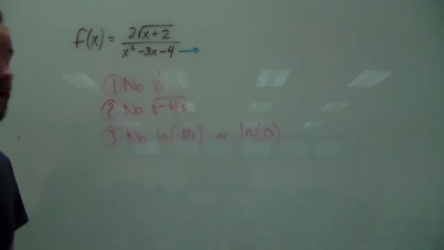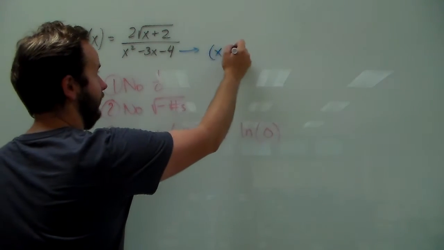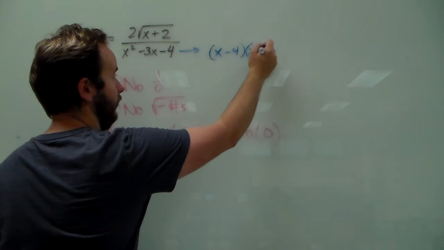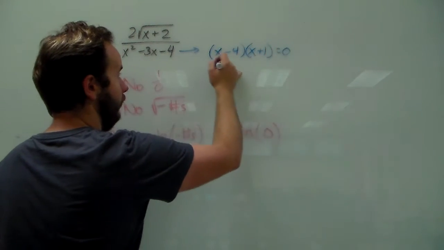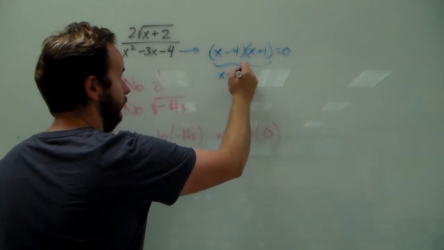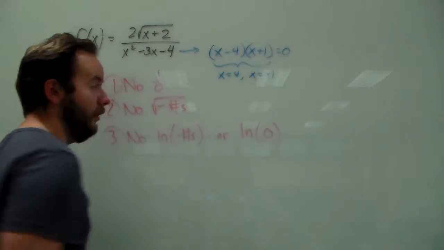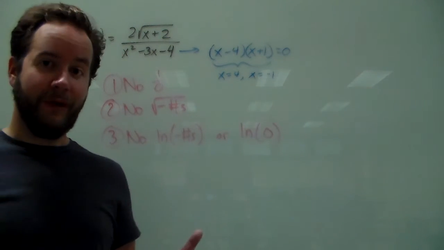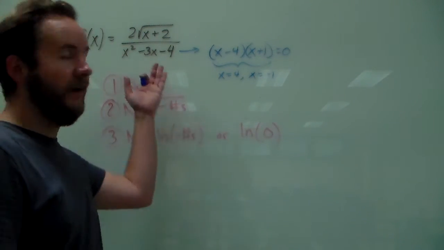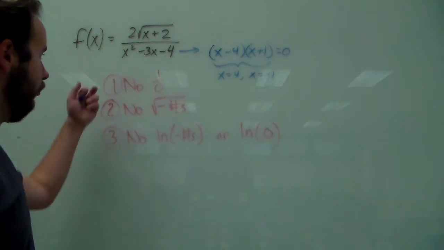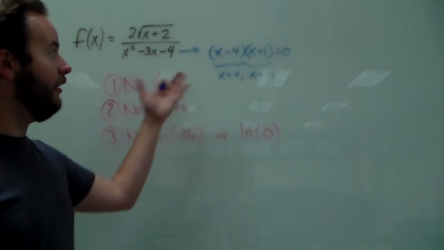So I'm going to go ahead and factor that. That factors as x minus 4 times x plus 1. And that equals 0 for x equals 4 or x equals negative 1. So those are going to be excluded from my domain because if I include them, I end up dividing by 0. So that's not allowed. So we're done with rule number 1. We've made sure that we don't end up dividing by 0.